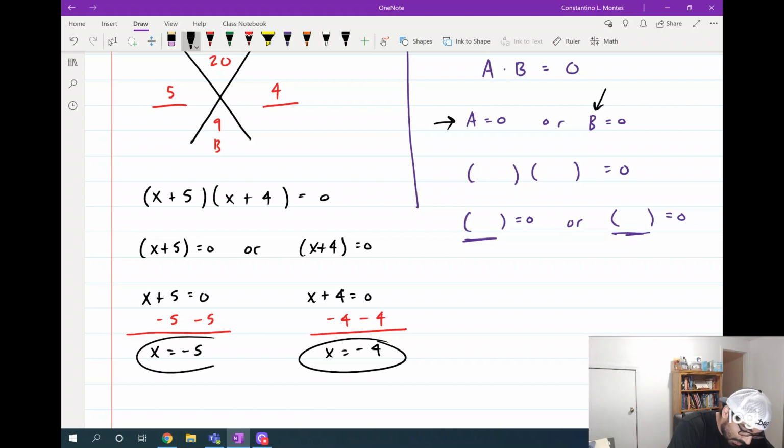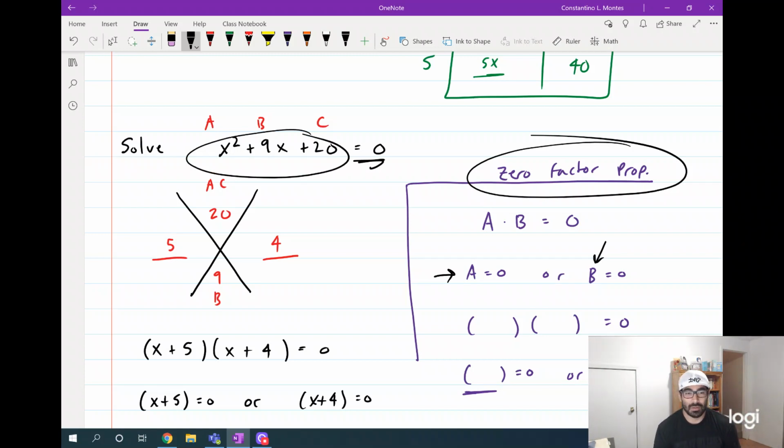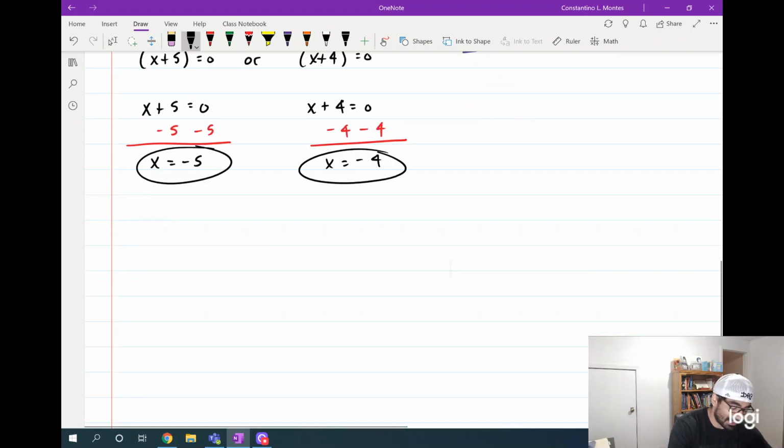So I have two responses here. I have two solutions, right? So either x equals negative 5 or x equals negative 4 is what I would have to plug into this quadratic to give me 0, right? It seems like it may not work, so why don't we test it out? Let's do a little test.